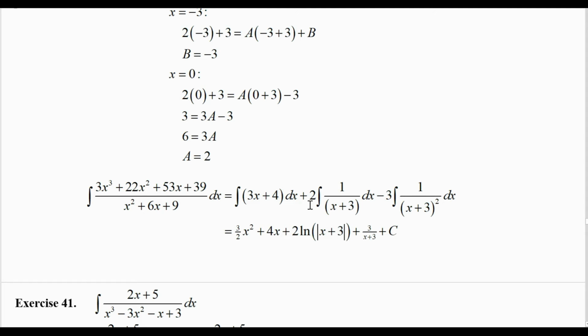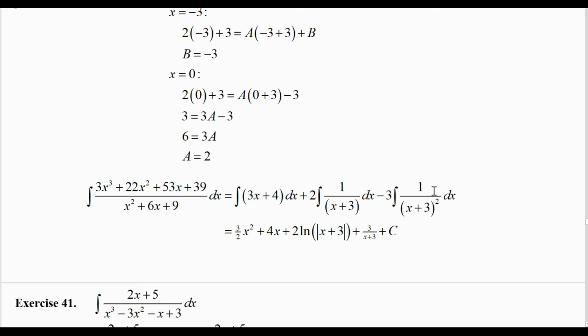So this still has the 2. So it's 2 natural logarithm of absolute value of x plus 3. And this last one is, say, w. Well, I could say u again. It's the same u as I had here. Say u is x plus 3. So this is u to the -2. du is dx, so we don't have to worry about that part.